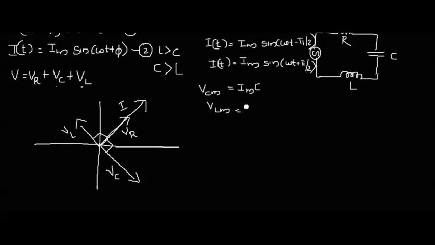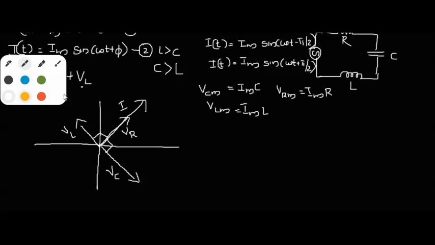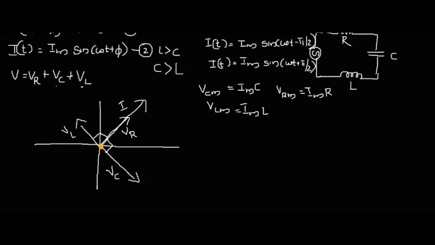That I am writing as Im into L. And similarly, let Vrm be the maximum value of voltage across the resistor, that I am representing as Im into R. Okay, so if I draw the phasors here, the length of this voltage phasor represents the magnitude of this phasor. So the magnitude of this phasor is VCM, the magnitude of this phasor is VLM, and the magnitude of this phasor VR is Vrm.